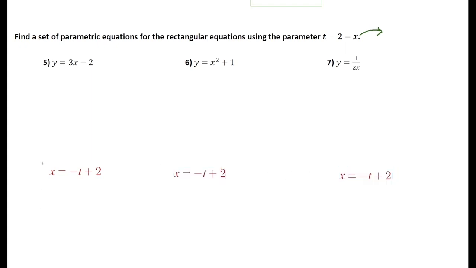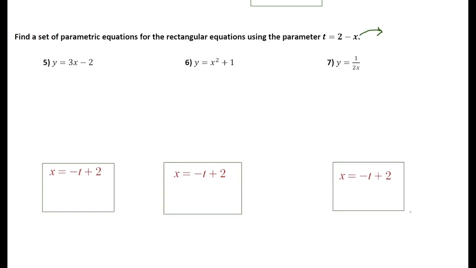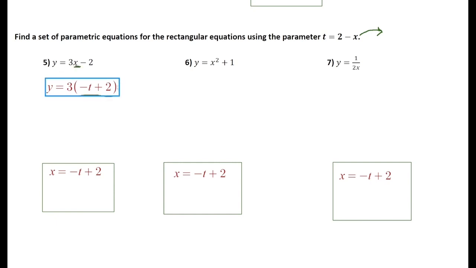Alright, so there's the x equation. We're going to come up with a y equation as well, but this way we're kind of ready to go with our answer. Now to actually get the y equation, we use the equation that's given, and we're going to substitute what we know x equals in terms of t already, and then simplify. So for this one, we have y equals 3 times negative t plus 2. Right? That's what we're writing instead of x, and then minus 2.